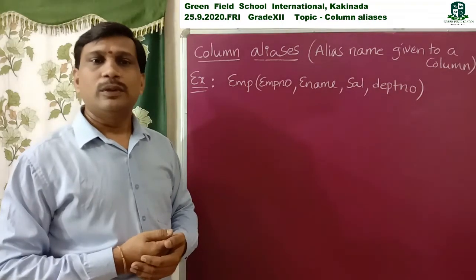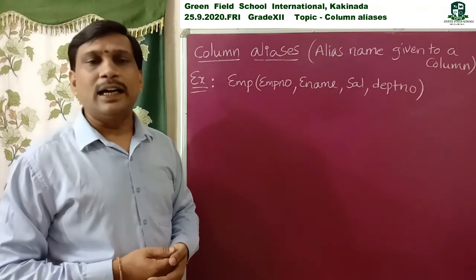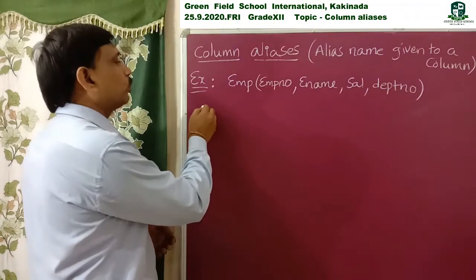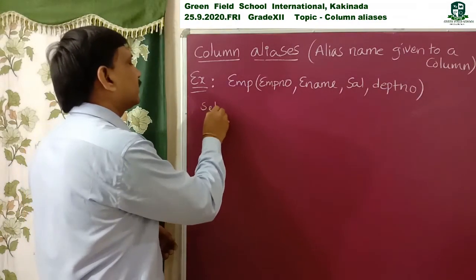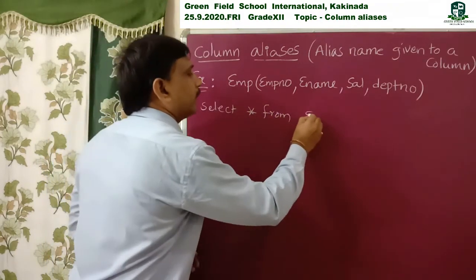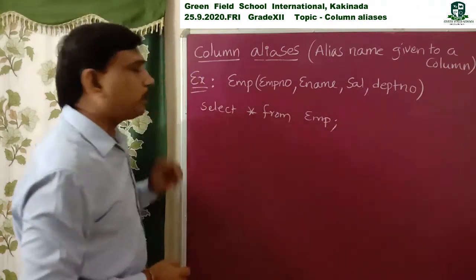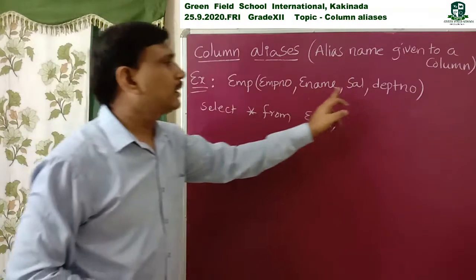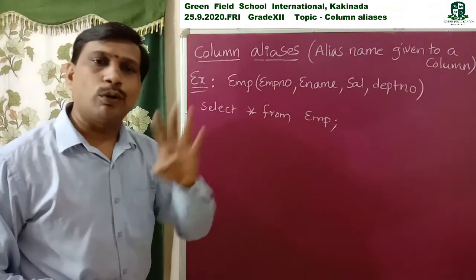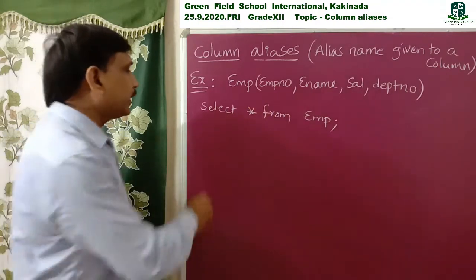Then we select all of this table's data by using select star from EMP. Up to now we use select star from EMP. It displays all the details of the employee table. For example, this database table consists of 4 rows. It displays the output.